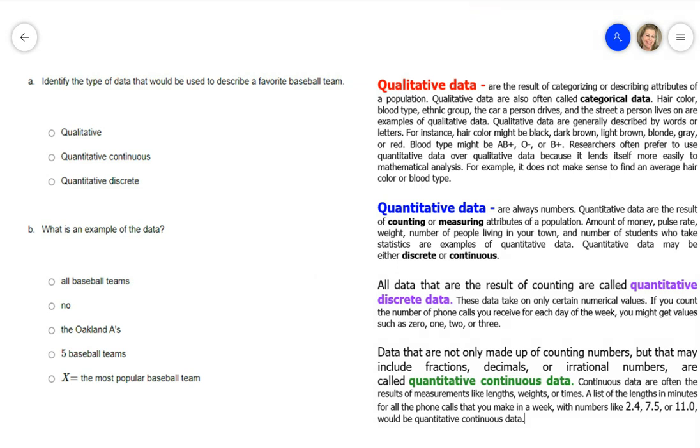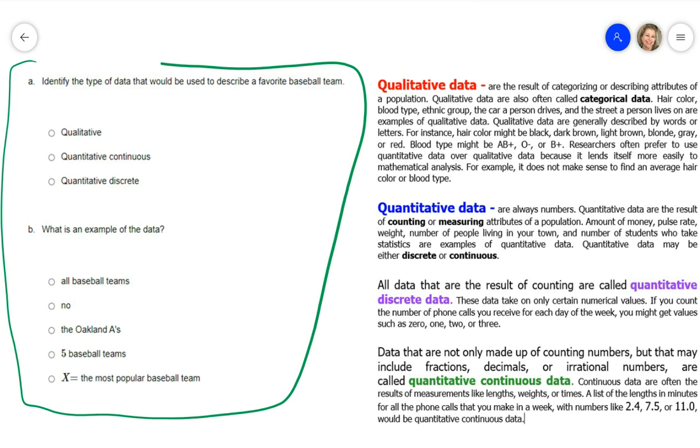Okay. The problem in Mobius is this over here on the left. This is the question. But I went into Mobius, the second section of your reading and participation activities, and found all these definitions to help us out here. Question A says, identify the type of data that would be used to describe a favorite baseball team.